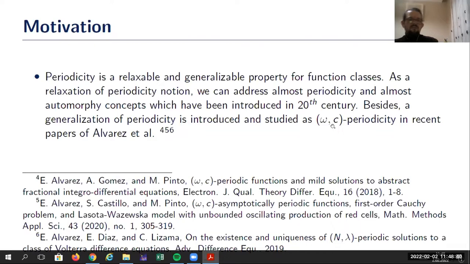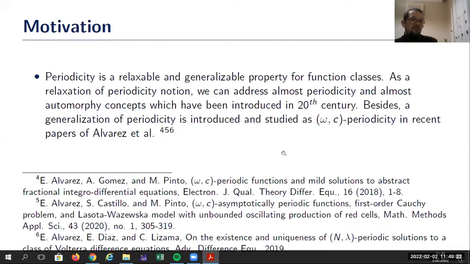And just there is some literature given. Of course, periodicity is generalized and relaxed so far by thousands of researchers. And, you know, as the relaxed periodicity, we can refer to almost periodicity and almost automorphic concepts, which were introduced at the beginning of the 20th century. And also, I was motivated by the given references because this relaxed periodicity is defined on the set of real numbers and on the set of integers as omega c periodicity. Therefore, I will also be trying to unify the existing papers on general domains, so-called time scales.